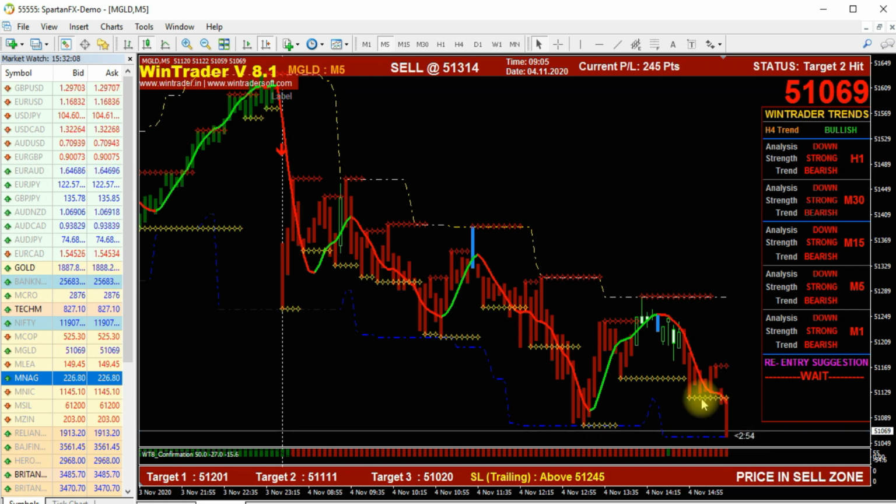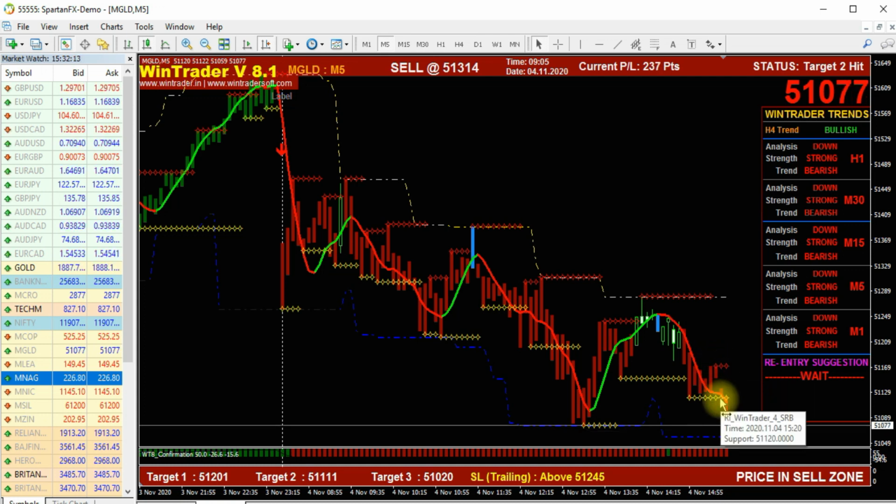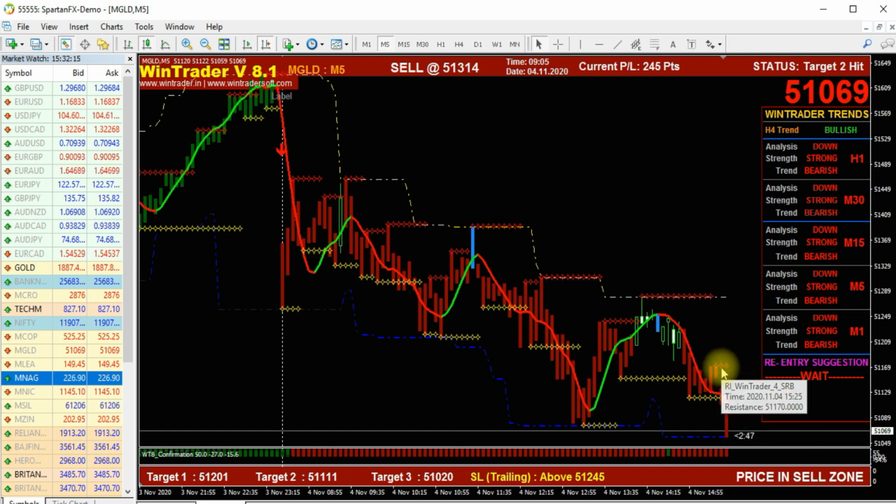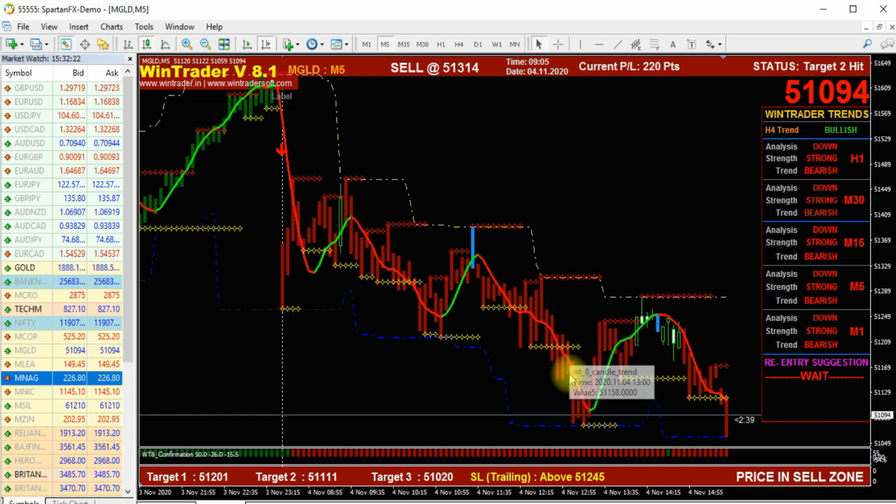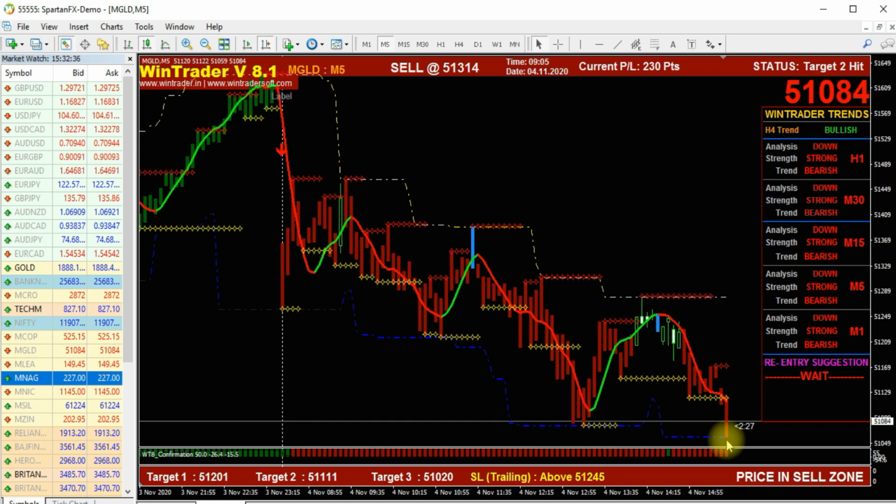Here are the resistance and support levels. You can see a red star, a yellow star, a golden star. These are the resistance and support levels. Where the support levels break, the market goes down. And when the candle breaks the resistance level, the market goes up. Now the support level has broken again, so it's going down. Got it? It's going down and keeping the same.